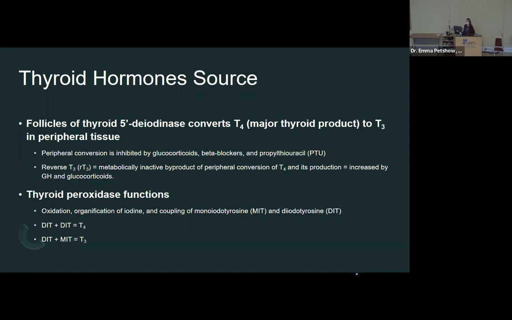And what are our thyroid peroxidase functions? Oxidation, organification of iodine, and coupling monoiodotyrosine to diiodotyrosine, MIT and DIT. And again, you have your equation. 2 DITs gives you a T4, a DIT plus an MIT gives you a T3. Sorry, I realized I got loud.